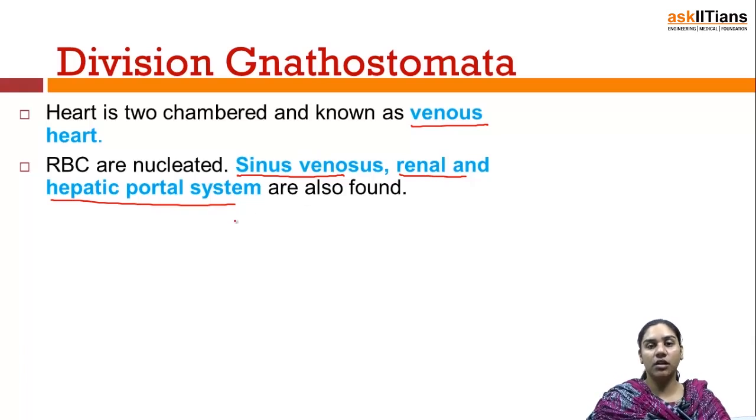system present in the circulatory system in which the capillary bed, before reaching the heart, goes into a specific organ system. For example, in the renal portal system, the capillary bed before reaching the heart goes into the kidneys. That's why it is known as the renal portal system. And in case of the hepatic portal system, the capillaries first go into the liver before reaching the heart.